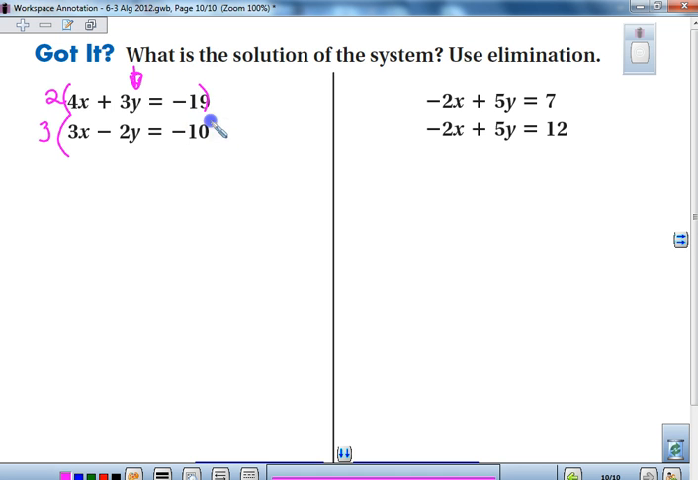Please, as you're doing this, show how you rewrote. The most common mistake is people forget to take the 2 times the -19 over here and the +10. So rewrite your equations, add them up. Remember, your solution is an ordered pair. Good luck finishing these two. I know you're going to do great.